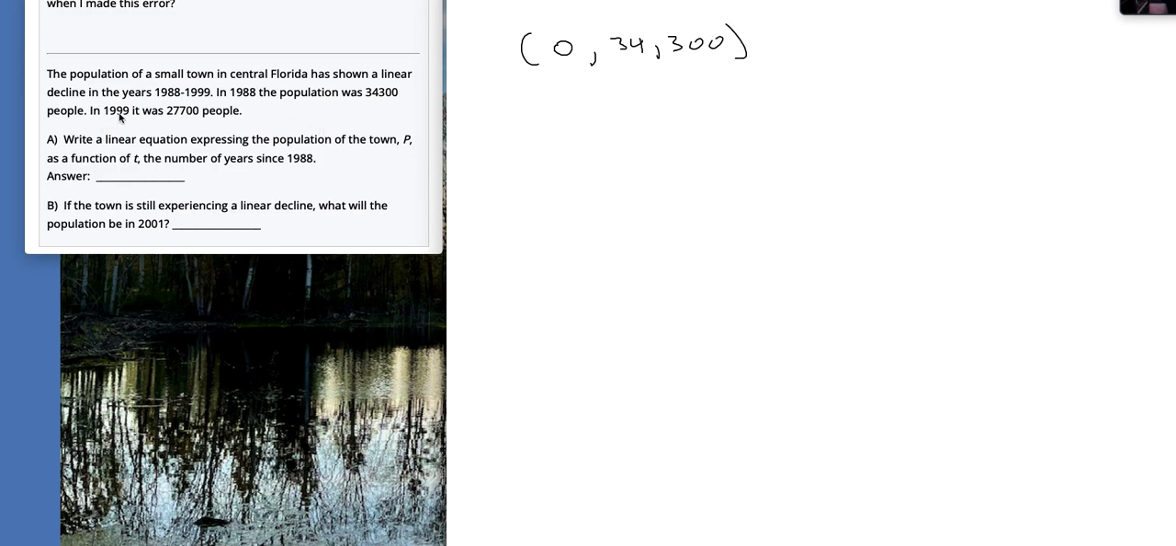34,300. And then in 1999, so 1999 is 11 years after 1988, so that means T will be 11. And you'll see that a lot in problems that use years, where they'll define some year as 0, so then you get to use smaller numbers in the problem. And let's see, the output there is 27,700.